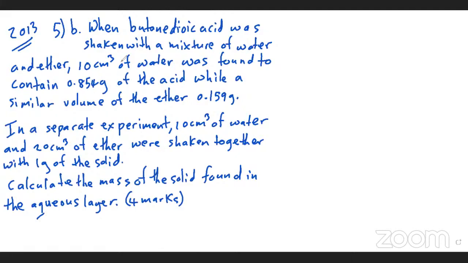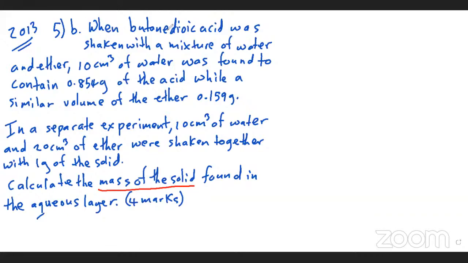All right, so after all of this reading, what they want us to do is find the mass of the solid. To get the mass of solid, you will need the partition coefficient. So if you look at the question, the partition coefficient was not given, so we need to find it. All right. So let's look at the question.